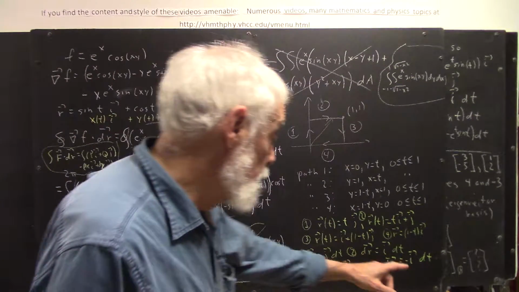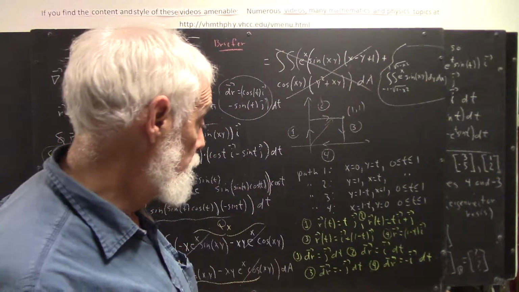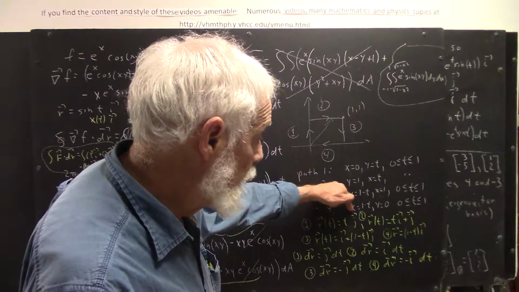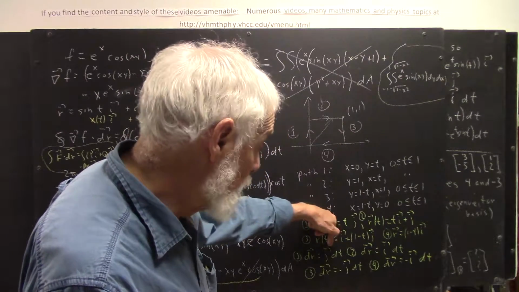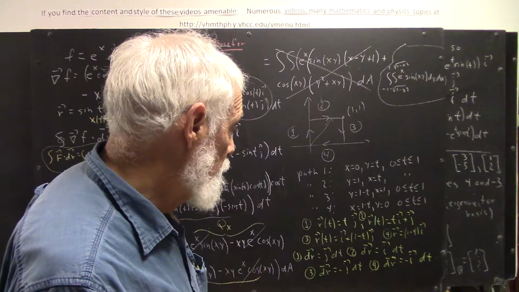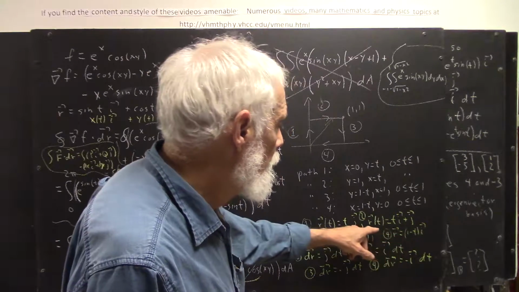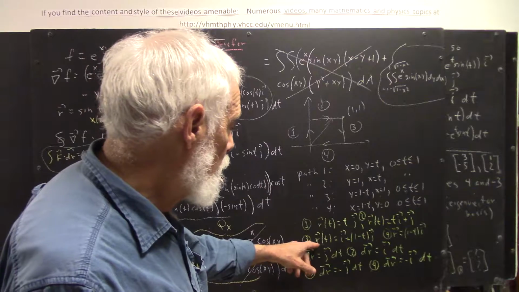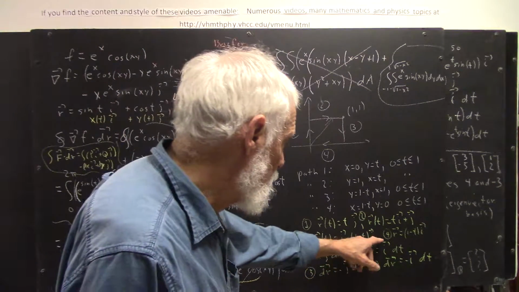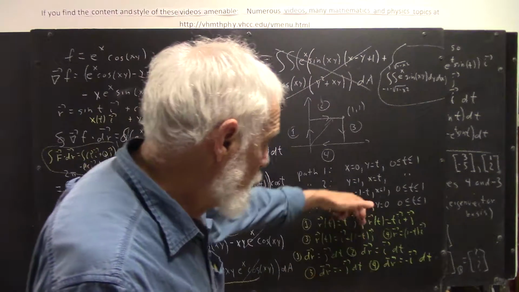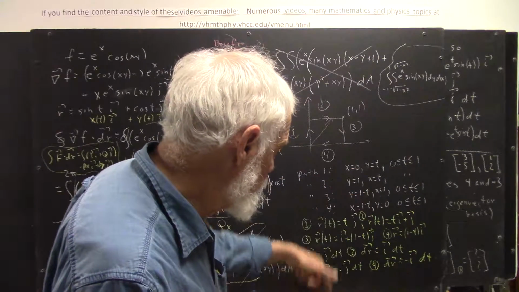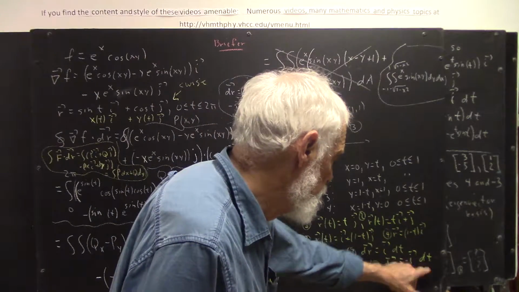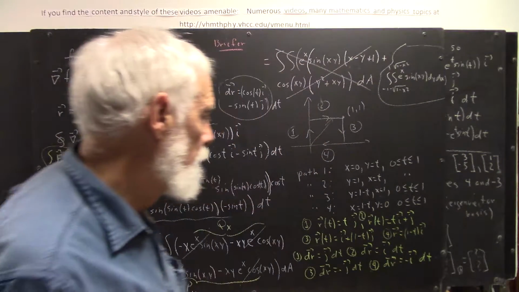Our dr on each path is given as shown here. Our dr when r is equal to t j is just dt times j. And when r is t i plus 1 j, dr is just i dt. If r is 1 i plus (1 minus t) j, take the derivative. The only thing that gives us a derivative is negative t, so we have negative j dt, and here we get negative i dt. Those are our drs.